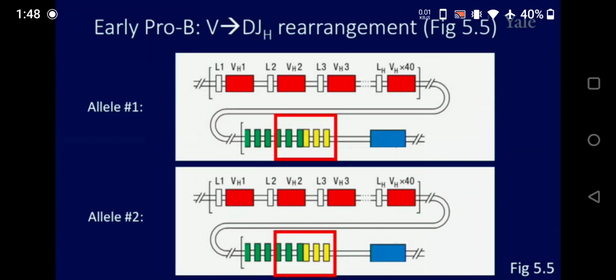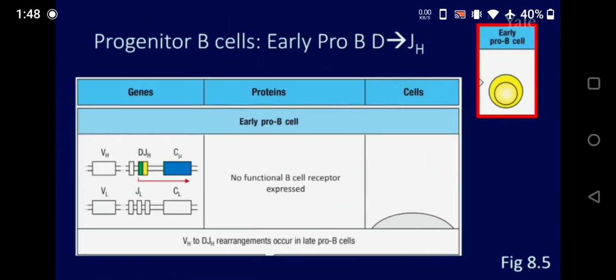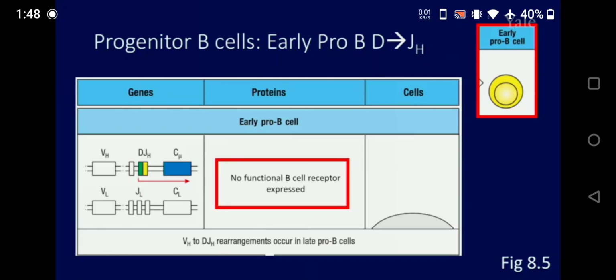So here I'm showing both alleles in which the D to J has been joined together. And at this particular stage in the progenitor B cell, no protein will be expressed on the surface of the B cell because we do not have a full protein that is encoded. We just have the D and J segment joined, and it is not until the V segment is joined that we have a full heavy chain that can actually be expressed as a protein. And that's just highlighted here. No functional B cell receptor is yet expressed.